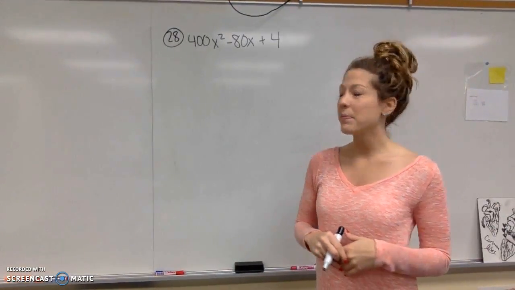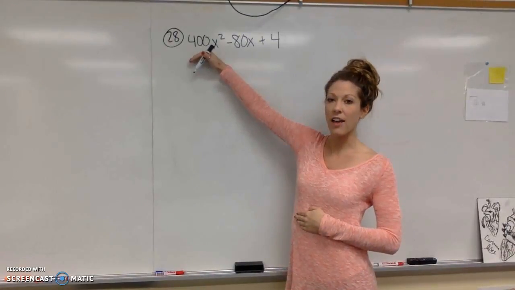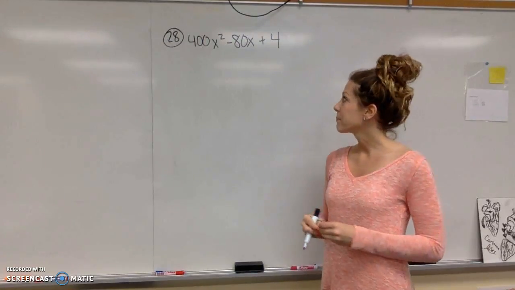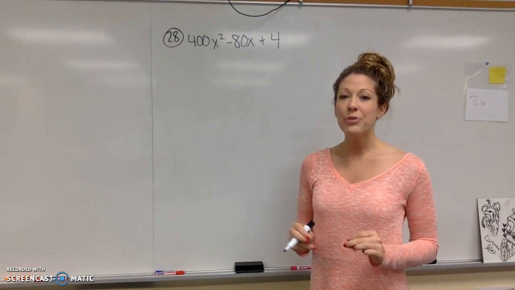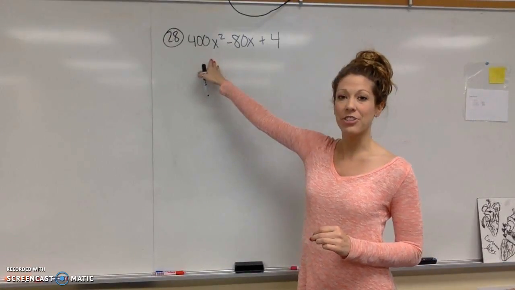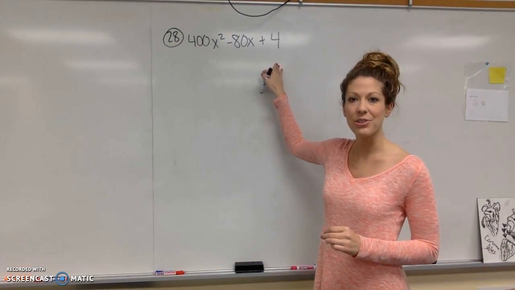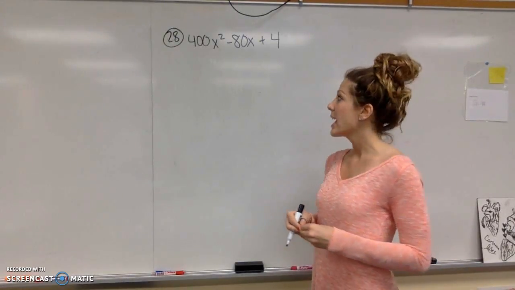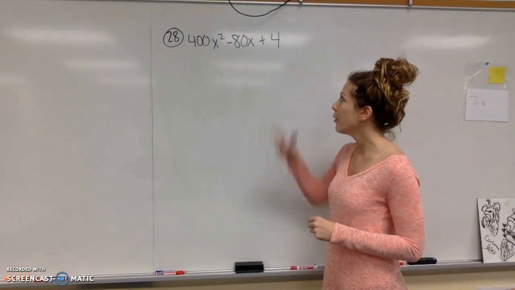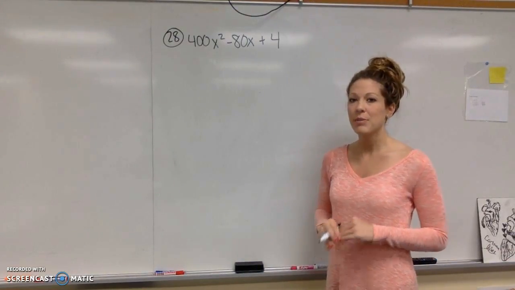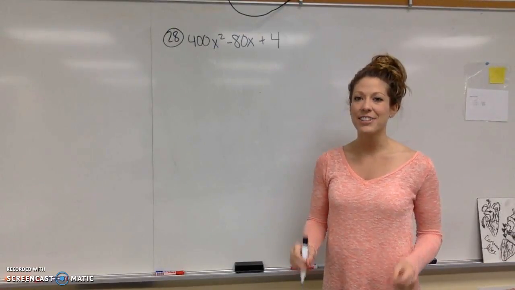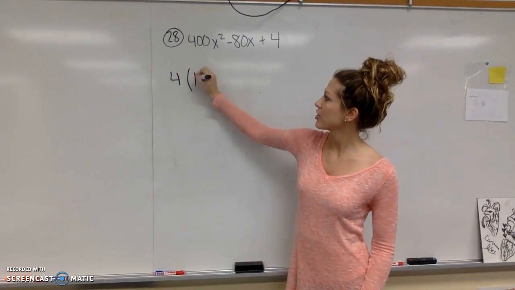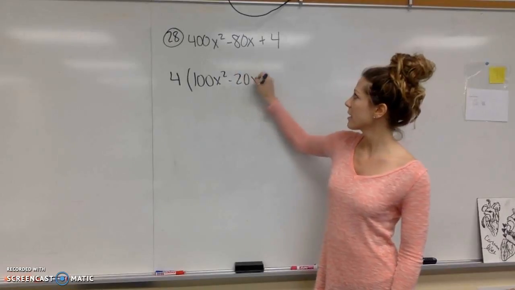Right, like the last problem, we do have a perfect square in front and a perfect square in back, so we don't need to slide the 400 to the back. However, if you look at this and say the square root of 400x squared is 20x, and the square root of 4 is 2, you're missing a step. We always have to check for a greatest common factor first. And in this case, there is a greatest common factor. 4 actually goes into each one of those. So before you do anything else, if there's a greatest common factor, you must factor it out first. So when we factor out a 4, we get 100x squared minus 20x plus 1.